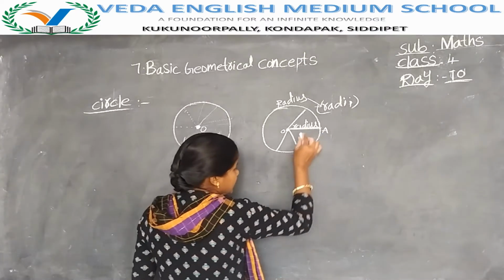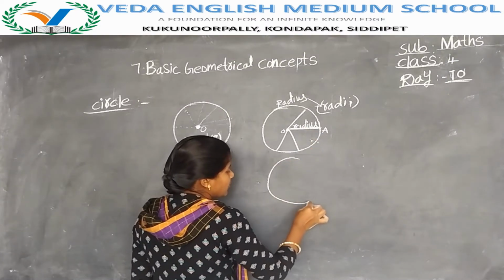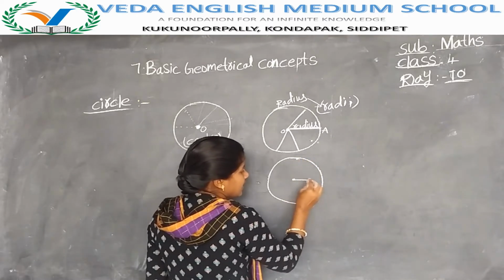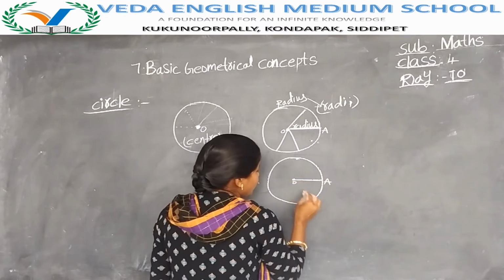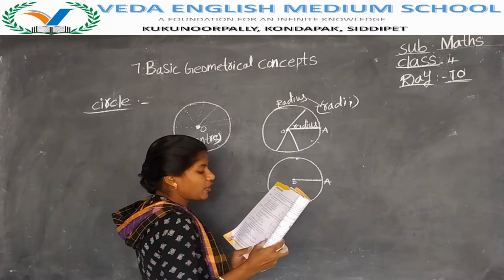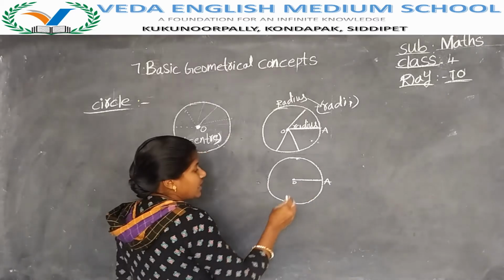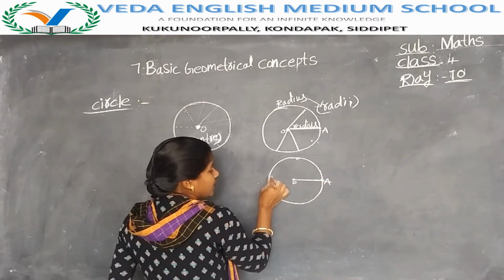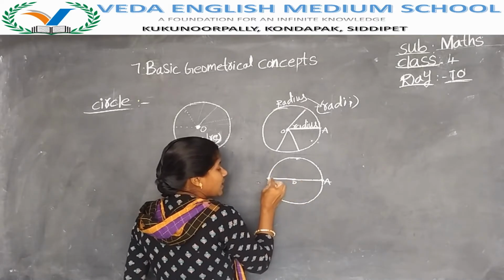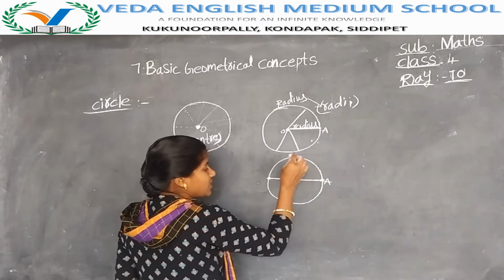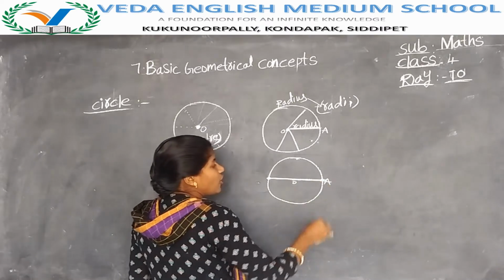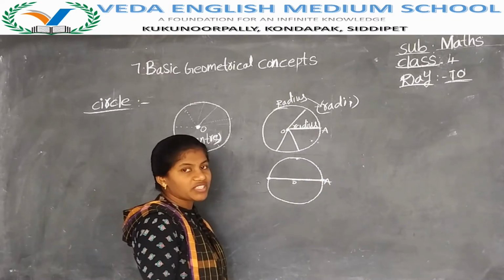See, it is the radius of the circle. Then diameter of the circle means here it is the center of the circle. It is radius of the circle. Then diameter is nothing but a line segment whose two endpoints are on the circle. It is one endpoint, it is one endpoint. That means diameter is nothing but a line segment whose two endpoints are on the circle. That means a line segment which passes through the center of the circle is called diameter of the circle.